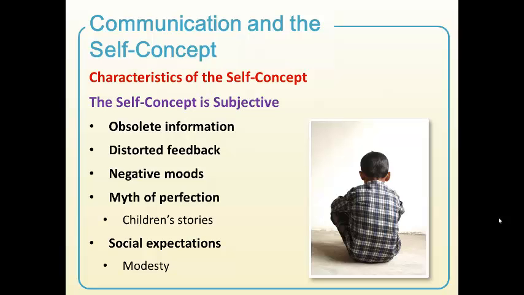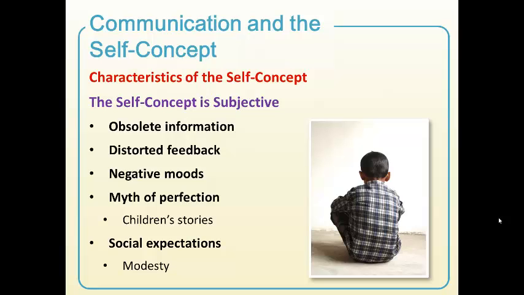Then the text goes into specific characteristics of self-concept. One of them being that your self-concept is subjective, and subjective just means not definitely measurable or factual. When something is subjective, it's open to opinion, or people can view it differently. So your self-concept can be based on obsolete information, for example. Maybe something was true of you in the past, but really no longer is, but you hold on to the old information. You might be receiving distorted feedback.